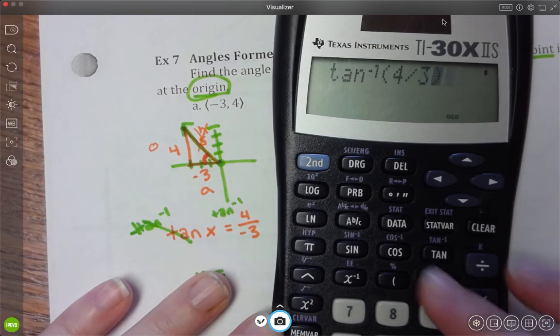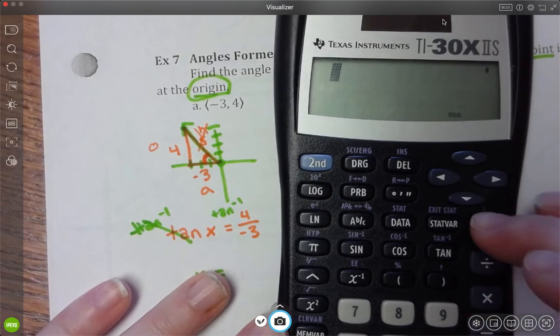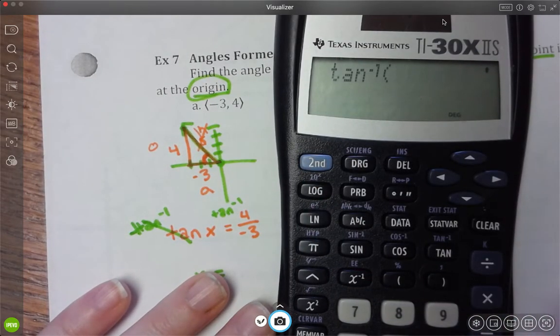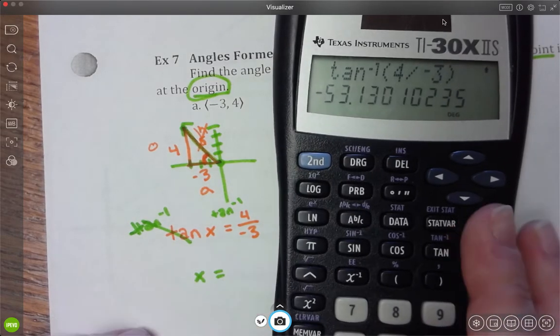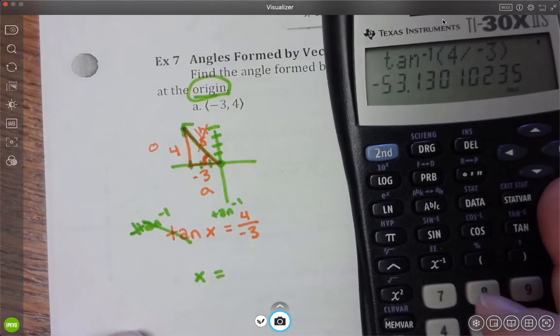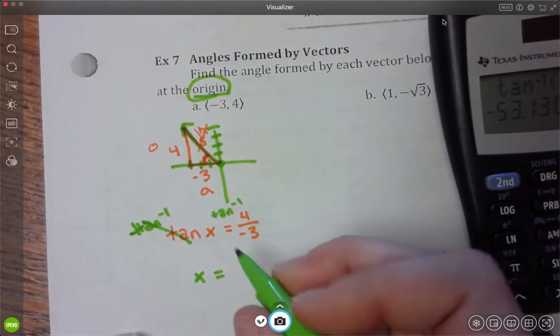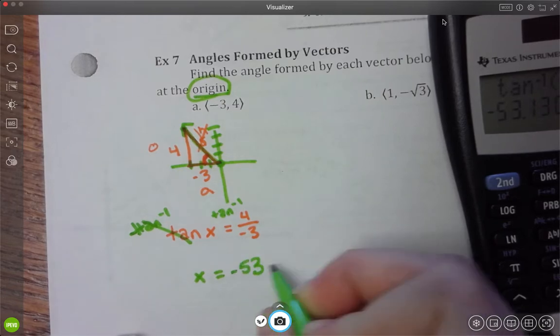4/3. Oh, shoot, hold on. Inverse tangent of 4 over negative 3. It will make a difference. Okay, and that is negative 53.13 degrees.